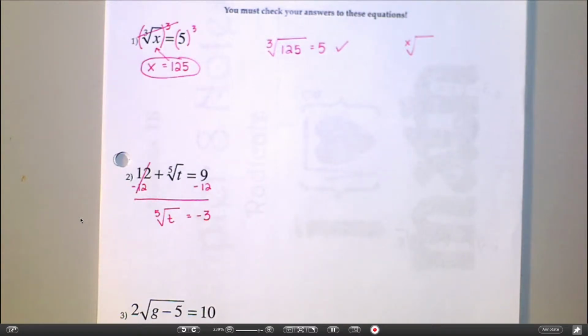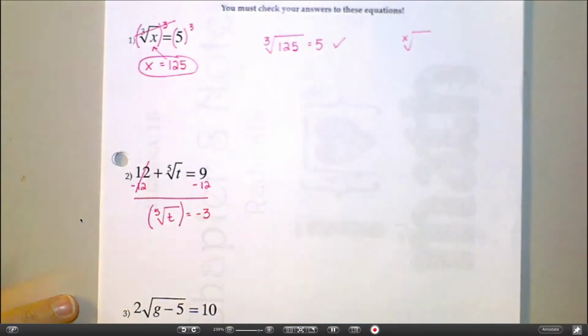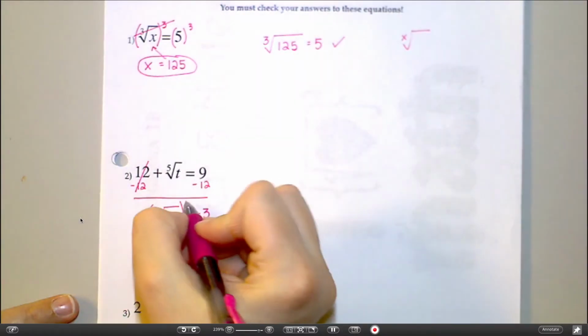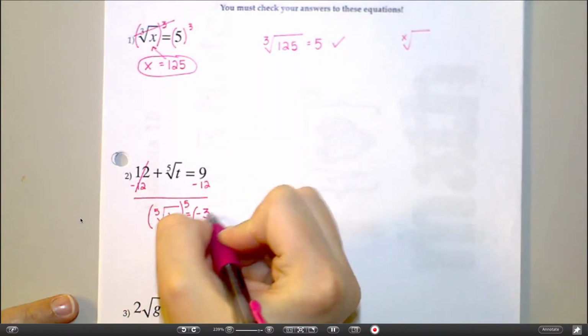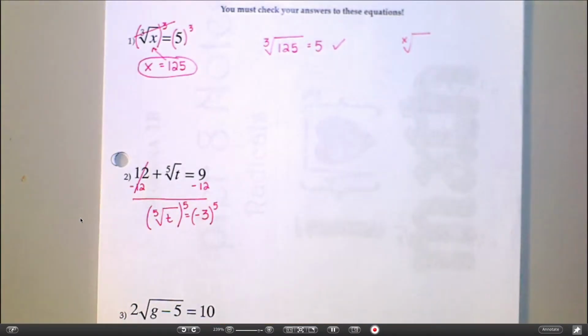How do I get rid of a 5th root? Raise to the power of what power? 5. And of course, when you do this, negative 3 to the 5th power, you're going to remember to put that negative 3 in parentheses, right? Of course.